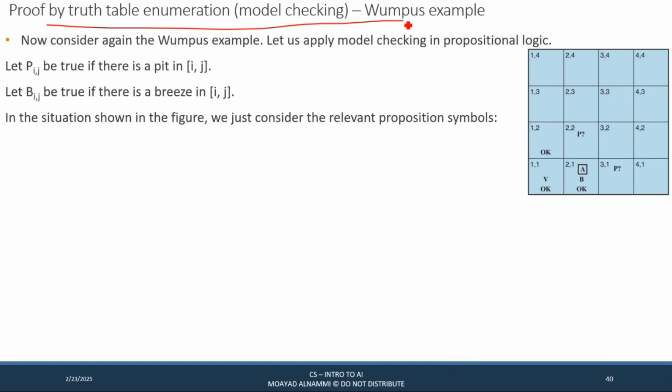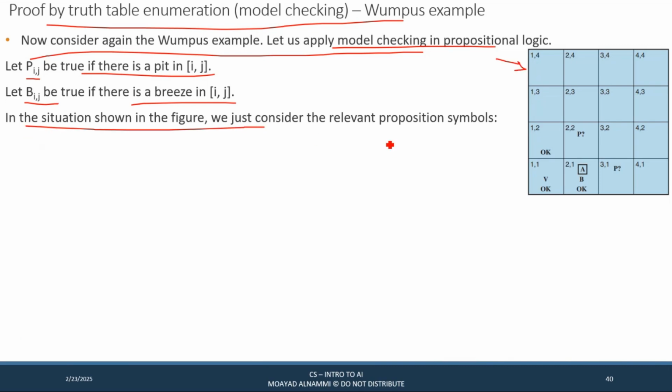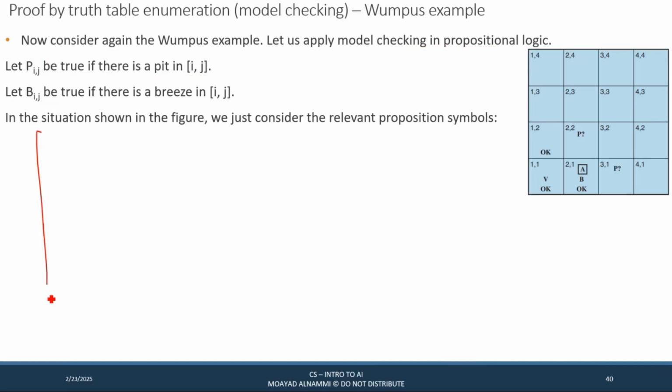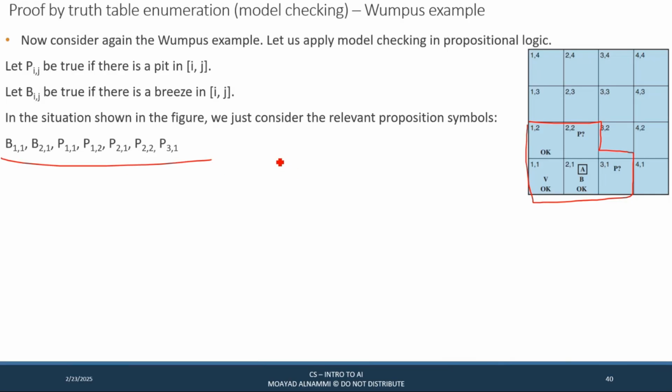Can we do this with a more complex example? Yes. If you look at the Wumpus world, let us apply model checking in propositional logic. Let us use the following symbols. Pij denotes that there's a pit in square ij, and Bij denotes that there's a breeze in ij. In the situation shown in the figure, we just consider the relevant propositional symbols because I don't want to make this knowledge base too long. These are the relevant propositional symbols related to these locations.